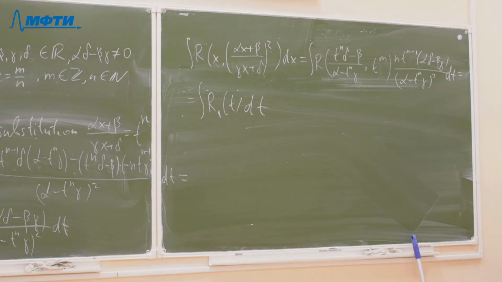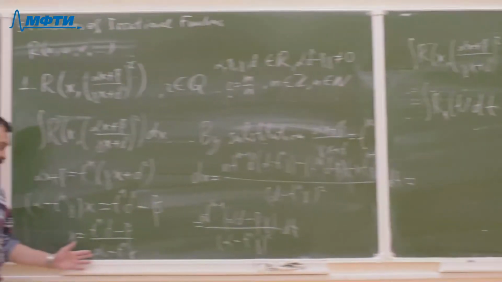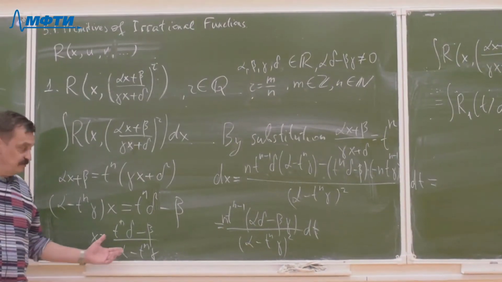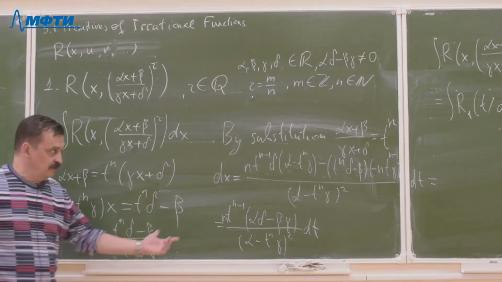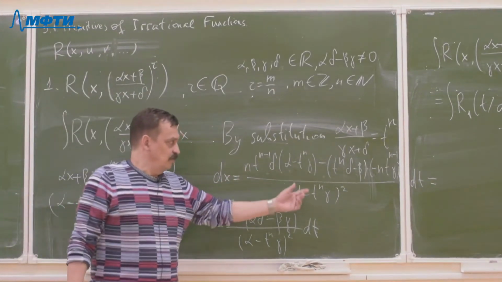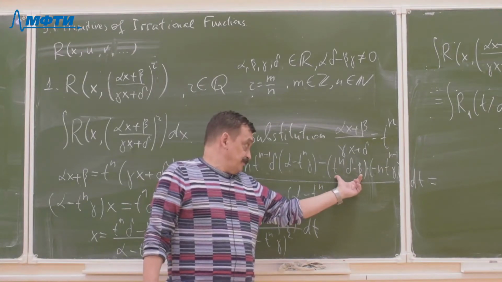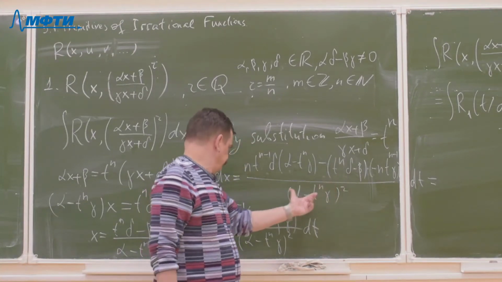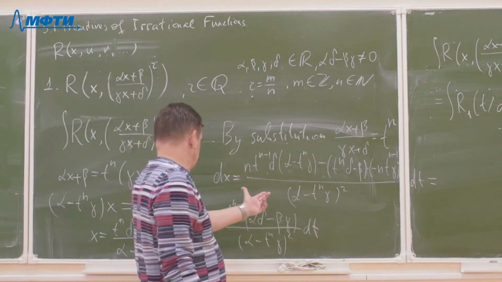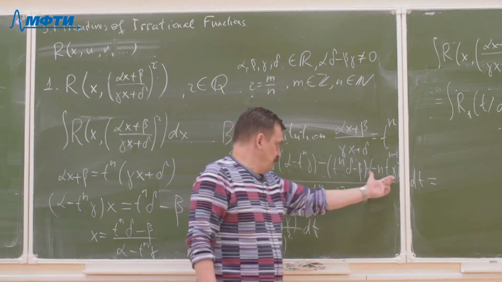How did I obtain dx? Once again, I took the derivative of this expression, right? What is the derivative of a ratio? Derivative of numerator times denominator minus derivative of denominator times numerator.